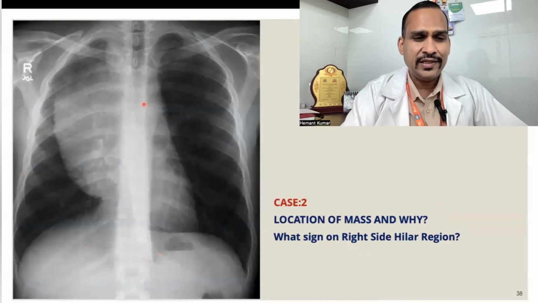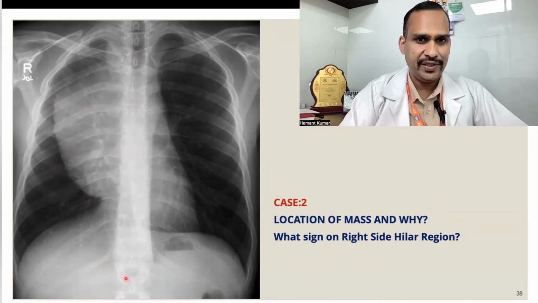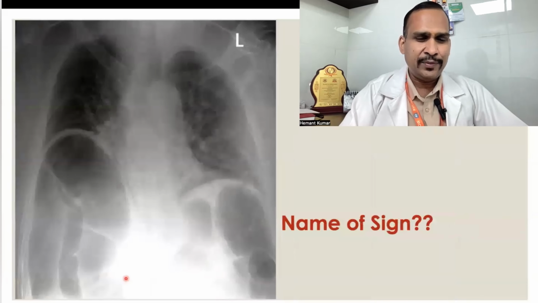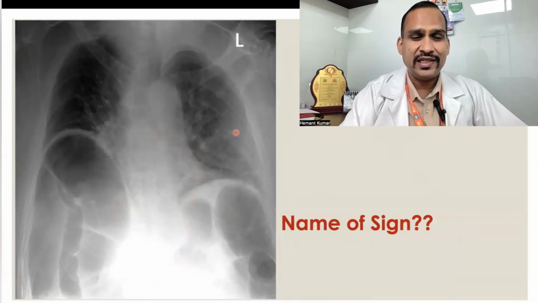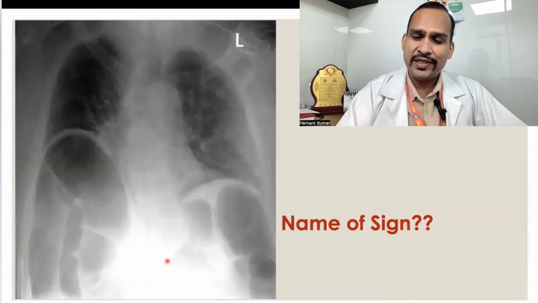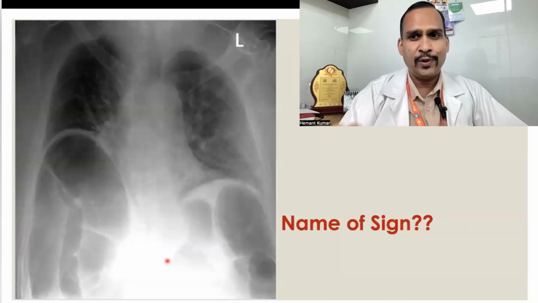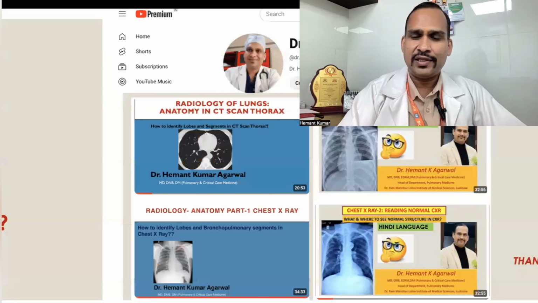In this X-ray, where is the location of this mass, and what is the right side hilar region? Hilar region, what is the sign you can appreciate? And case number 3 is, what is the name of this sign seen in X-ray? So please write the answer in the comment box. In the next lecture, I will discuss the answers of these cases.